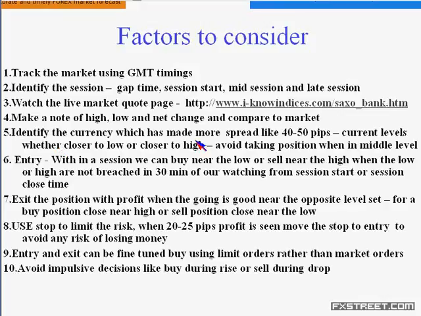Then you have to identify the currency which has made a spread between the high and the low of more than 40 to 50 pips. In such currencies, if you take positions, it will be easy for you to earn some swing trade profits. Then also observe whether the current level is closer to the high or closer to the low, which is shown in the live market quote page. You can always refer to the initial lows and highs in order to identify the type of moves they have made during that particular day.